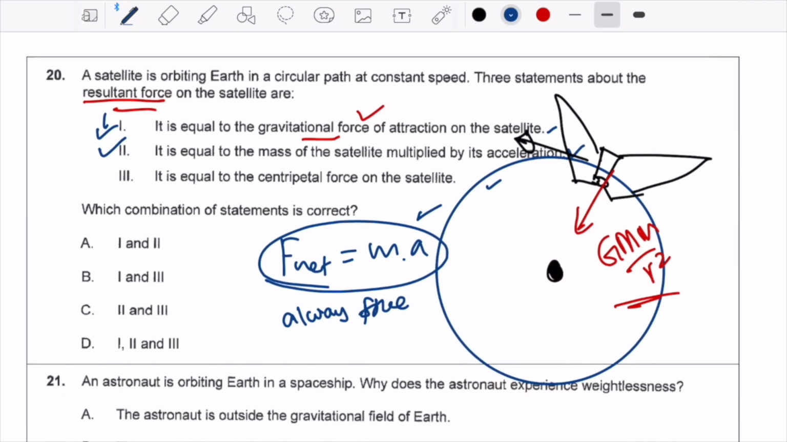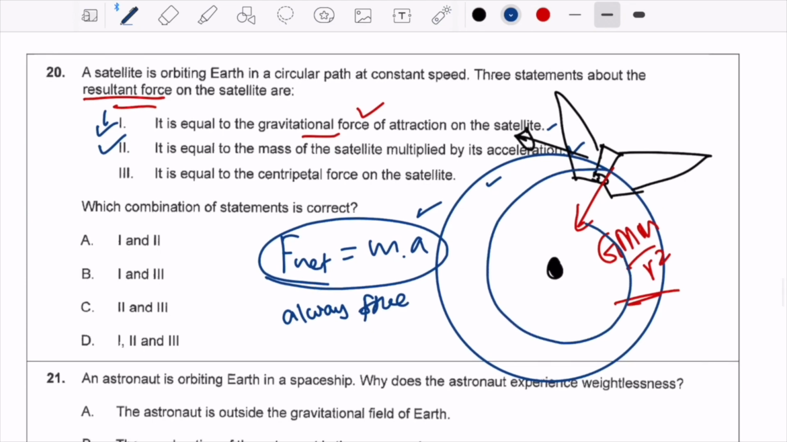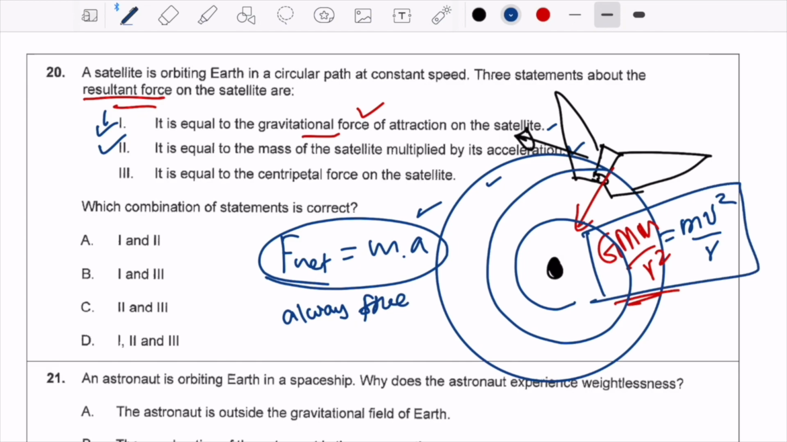Third one, as this satellite is not moving out of the orbit, it is not falling towards the earth, so of course this F net force has to provide the centripetal force. That's why it is on the orbit. Otherwise it would either move out into a higher orbit, or it would be moving towards the earth. None of this happens, meaning this gravitational force or net force provides the centripetal force. All three are correct. So the answer has to be D.